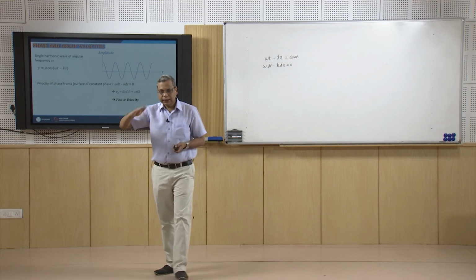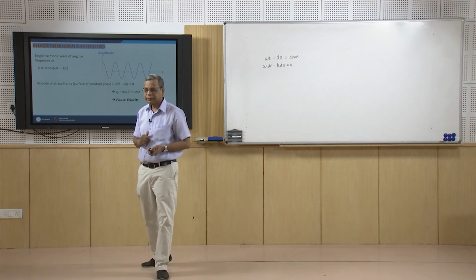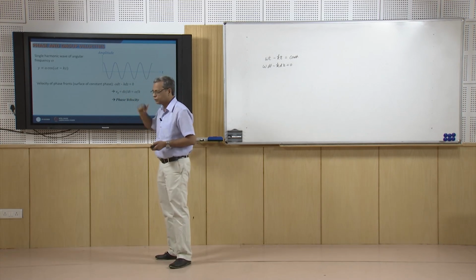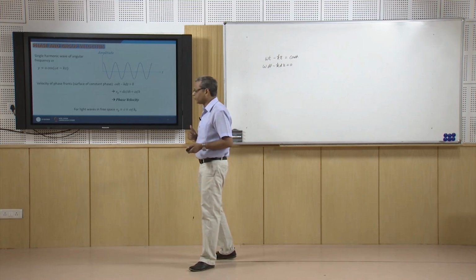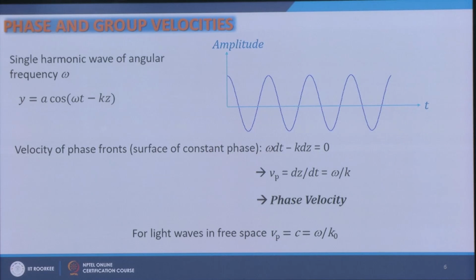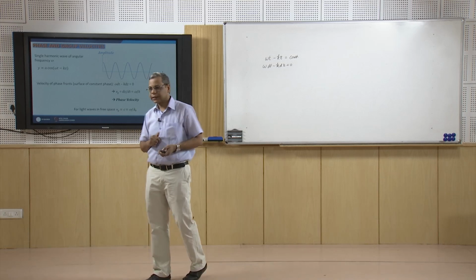So, when a single harmonic wave travels in a medium, then it goes with this velocity. For light waves in free space, this is nothing but c and can be given by omega divided by k naught, where k naught is the wave vector in free space.